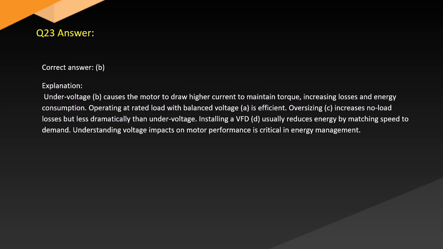Answer. Correct answer: B. Explanation: Undervoltage, B, causes the motor to draw higher current to maintain torque, increasing losses and energy consumption. Operating at rated load with balanced voltage, A, is efficient. Oversizing, C, increases no-load losses but less dramatically than undervoltage. Installing a VFD usually reduces energy by matching speed to demand. Understanding voltage impacts on motor performance is critical in energy management.